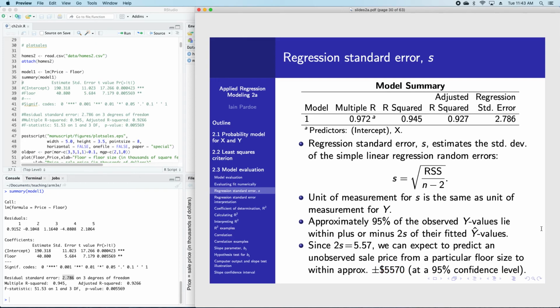So that's one way of summarizing the fit of a simple linear regression model, and it focuses on how far away the points are from the regression line on average. In the next video, we'll talk about the second way of evaluating a simple linear regression model, and that's using the coefficient of determination, R squared.